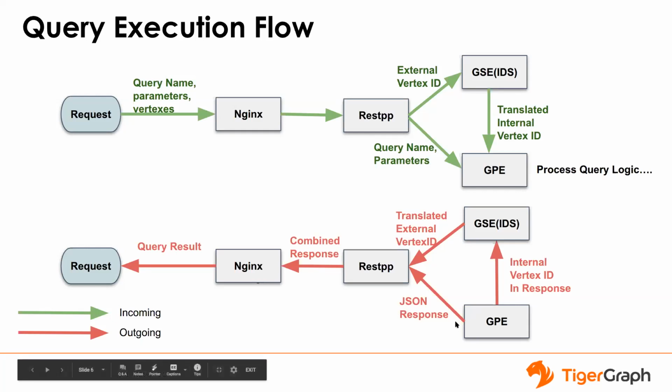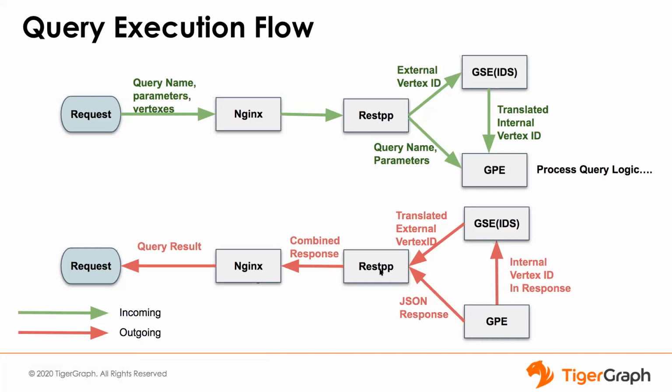And also GPE will send the JSON response in the internal format to the REST API, and then REST API will just combine the two, right? Translate all the internal format in the JSON response and send a finalized result to the engines, and the engines send it to whoever sent the request. So this is the execution flow.